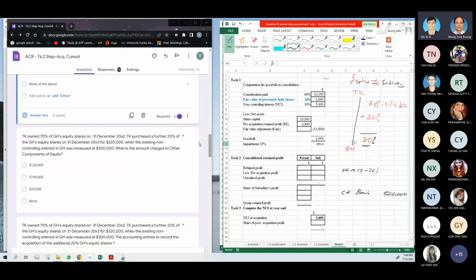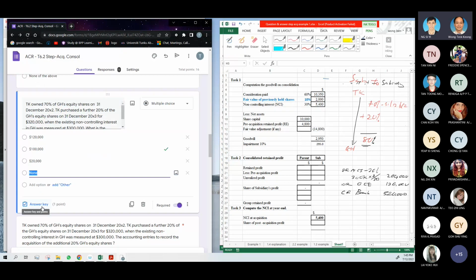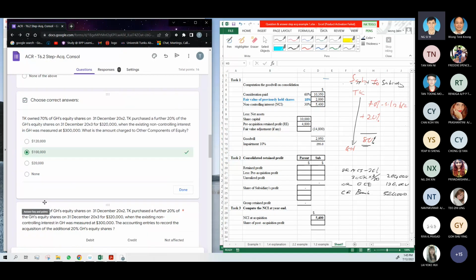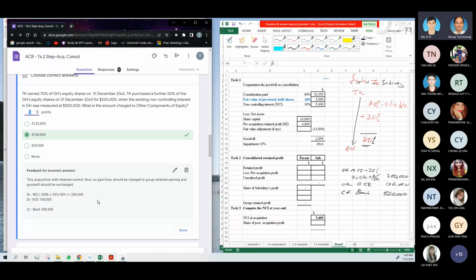So the existing NCI is 300. 300 meant we know 300,000 here, we know this is 30%. So 20% of it will be 20 over the 30%, so it will be 200. So the difference will be debit to OCE 120,000. This is 200.